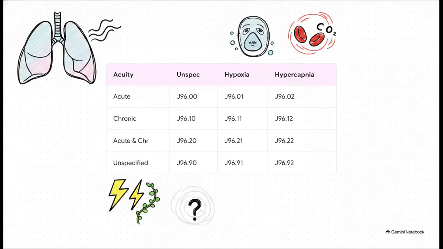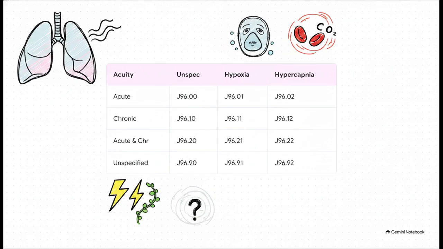So this represents respiratory failure that isn't classified anywhere else. And honestly, the structure here is brilliantly logical. Think of it like a giant puzzle. The fourth character tells us the acuity. Point 0 is acute, point 1 is chronic, point 2 is acute and chronic, and point 9 is unspecified. But the real magic? That happens right at the fifth character. This final digit dictates the physiological subclassification.